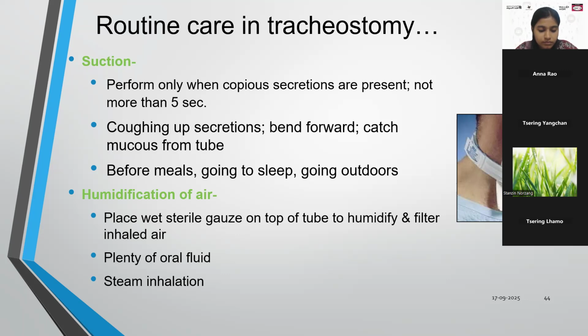Now, the second function of the airway was humidification also. But as we have placed the stoma right in the trachea, it will get dried up. So to keep the air that is going inside humidified, you have to place a wet sterile gauze on top of the tube. A filter is also available. Plus it will help in preventing any foreign body slipping in. So that will also help.